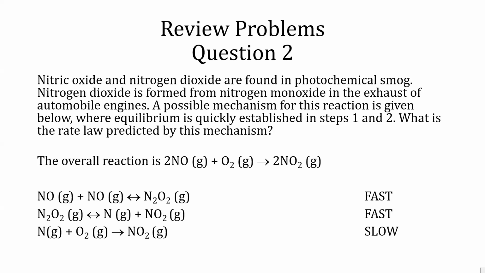The first step, which is fast in equilibrium, is 2 moles of gaseous NO forming 1 mole of gaseous N2O2. The second step, which is fast in equilibrium, is 1 mole of gaseous N2O2 forming gaseous atomic N plus gaseous nitrogen dioxide. The third step, which is slow, is gaseous atomic N plus 1 mole of gaseous O2 forming gaseous NO2.